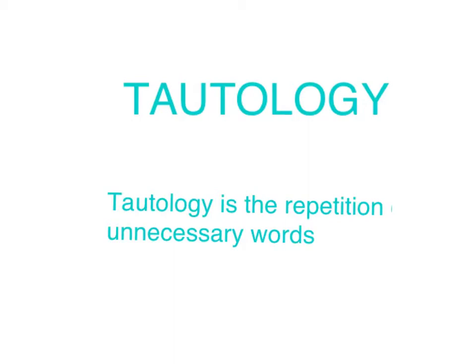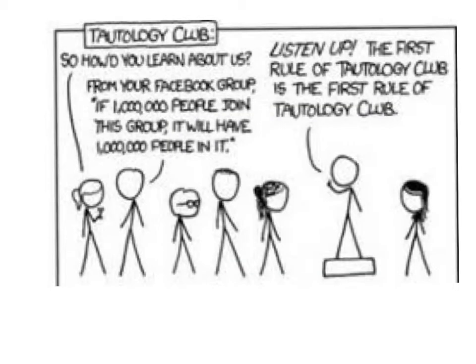Tautology is the repetition of redundant words over and over again. Tautology is often used to hide a lack of true information. It makes it seem like the author has more to say than he really does.